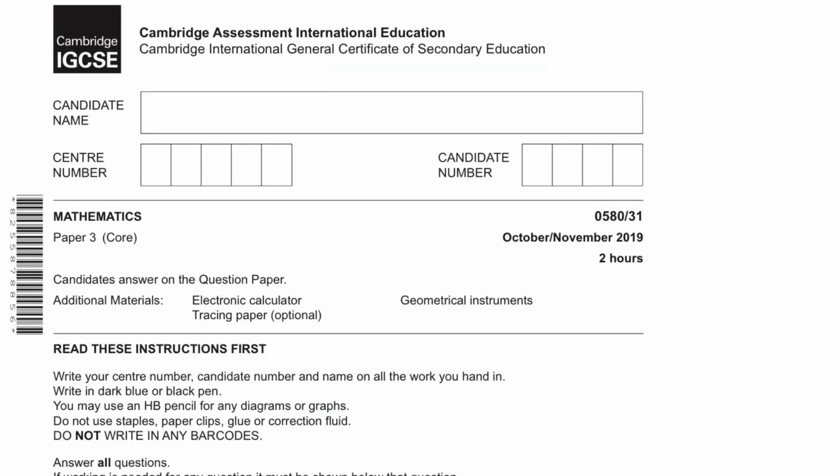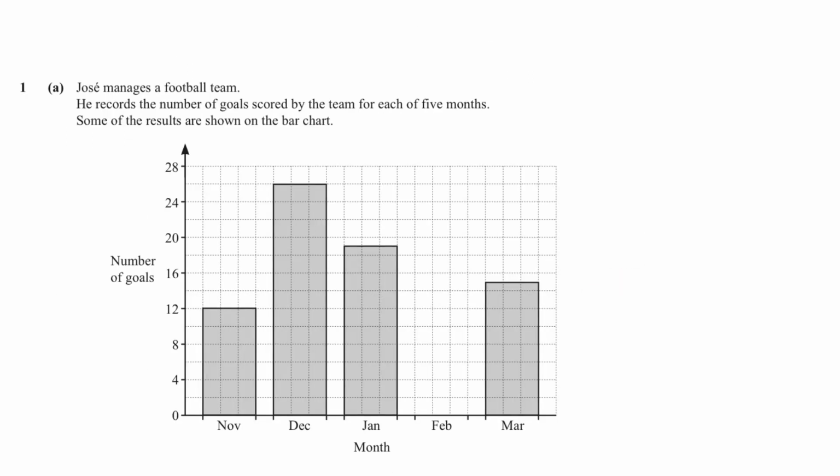Today we are going to solve Cambridge GCSE Mathematics Paper 3 Core, Variant 3-1, October-November 2019. Question number 1. We have been given bar graphs. Let's read the question. Jose manages a football team. He records the number of goals scored by the team for each of 5 months. Some of the results are shown on the bar chart. So these are the months and these are the number of goals.